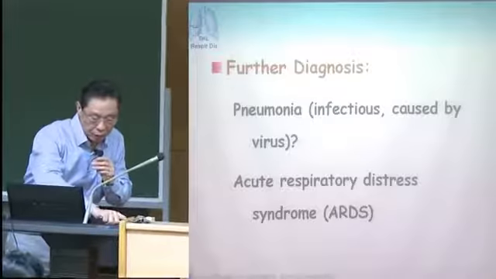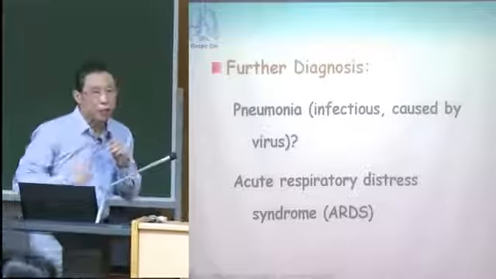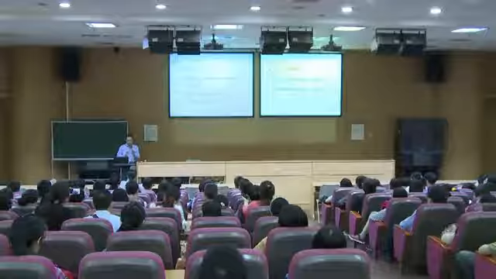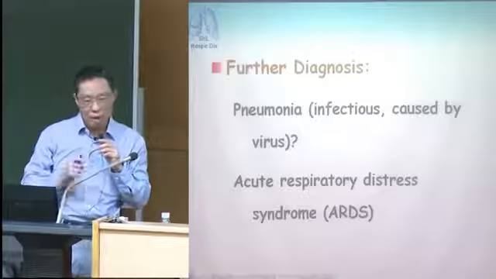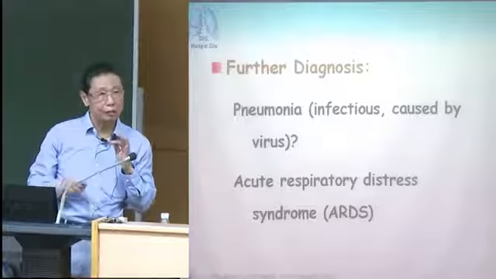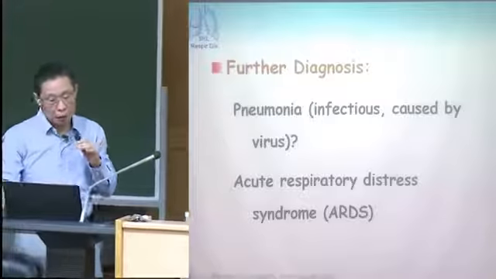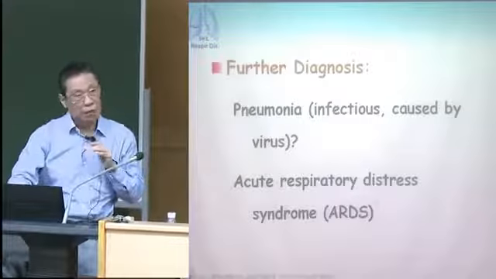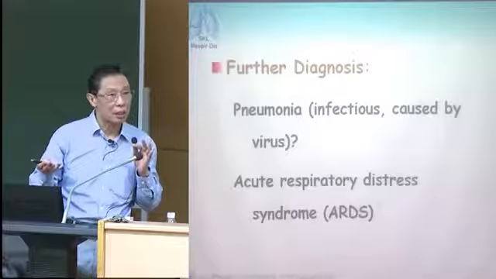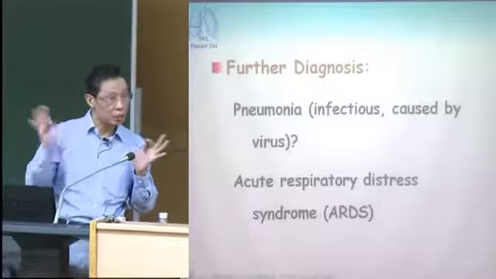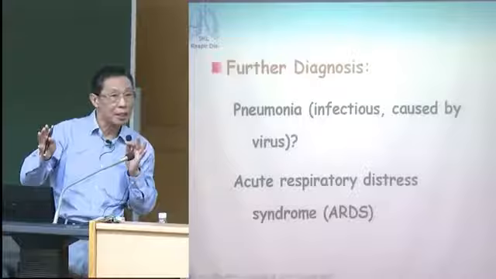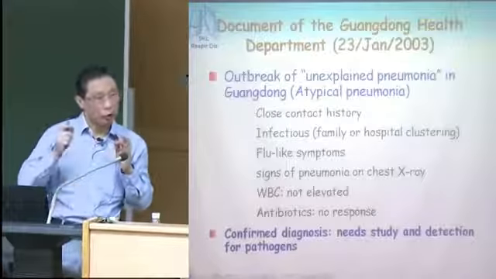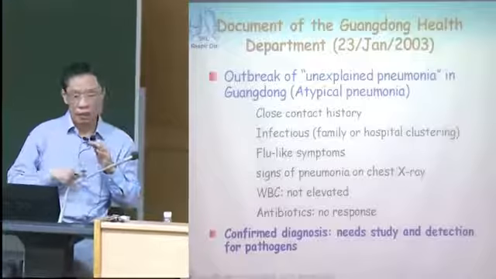And then further diagnosis showed that this patient actually had pneumonia, but probably not bacterial, maybe virus. But from the clinical phenotypes, it showed acute respiratory distress syndrome. This is a well-known syndrome. But still we did not get a diagnosis. But at that time, 10 years ago, that's a real story. And in Zhongshan, there happened to be another outbreak where 14 people got the same thing.